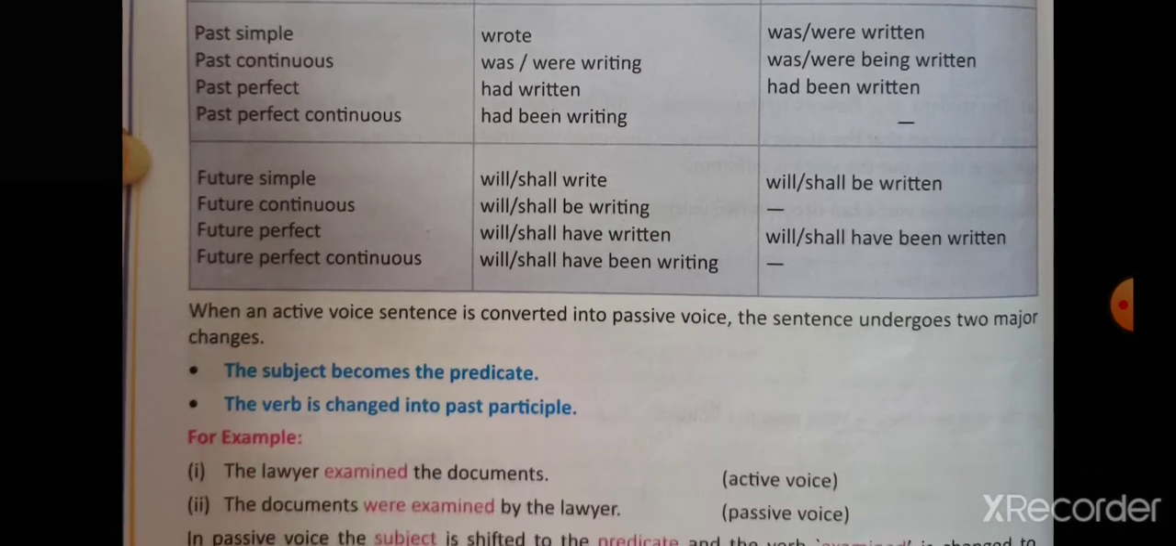Now, when an active voice sentence is changed into a passive voice sentence, the sentence undergoes two kinds of changes. First, the subject becomes the object, and the verb is changed into the past participle. So what happens is, in the sentence written in the active voice, the subject changes into the object and the object changes into the subject, and the verb is changed from the first form to the third form.